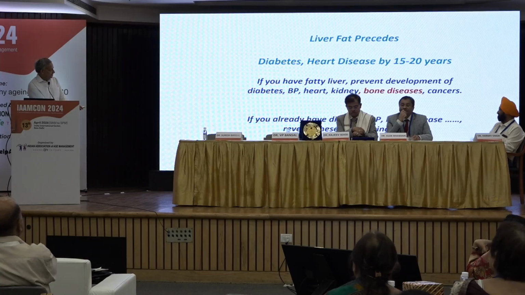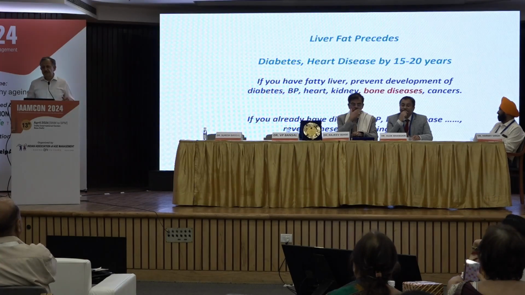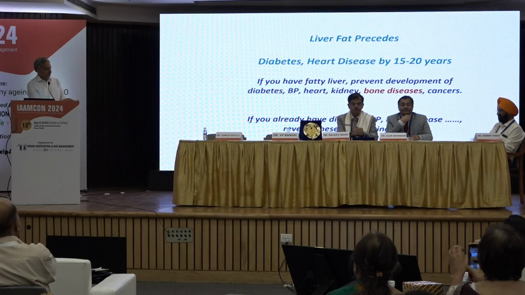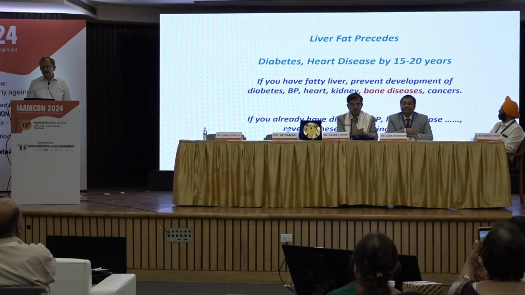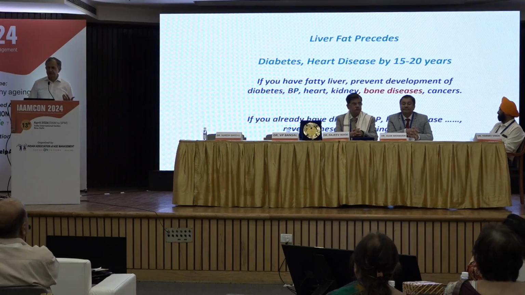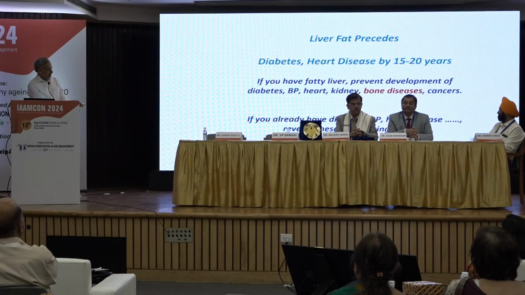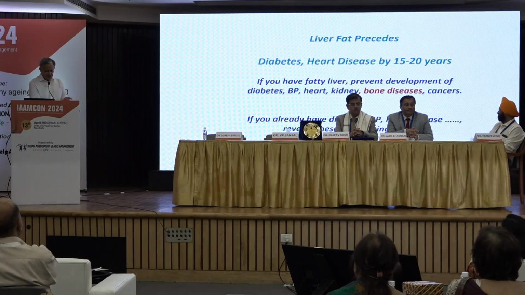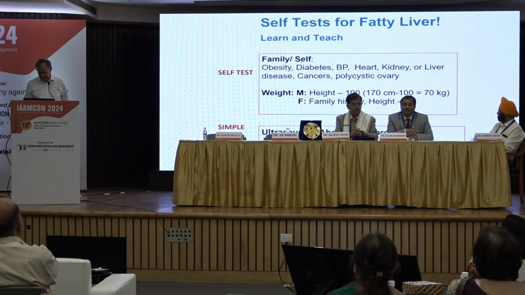Liver fat precedes diabetes and heart disease by 15 to 20 years. So a boy who has fat in the liver by 25 can develop diabetes. We do not know by how many years fatty liver precedes bone disease, but it does. But if you already have diabetes, what will happen to me, I already have it. You can still reverse it if you reduce the liver fat.